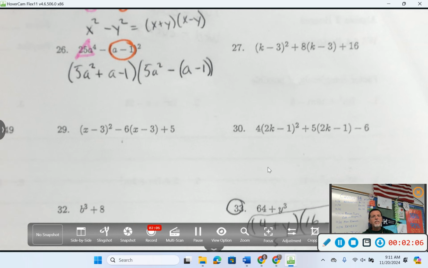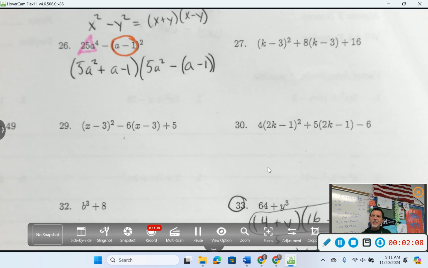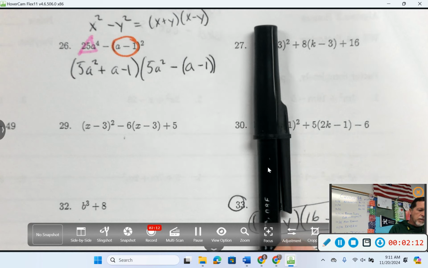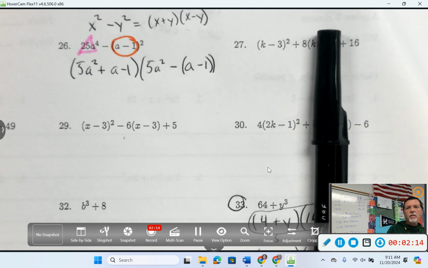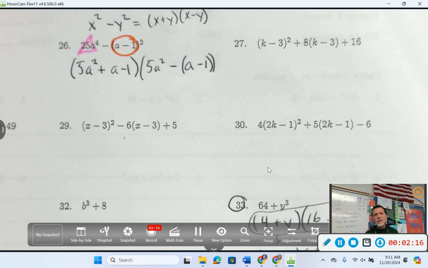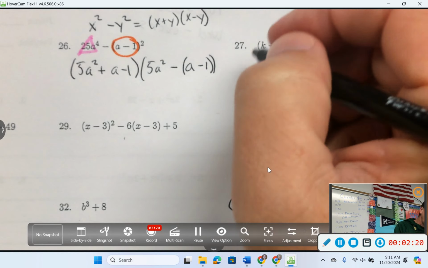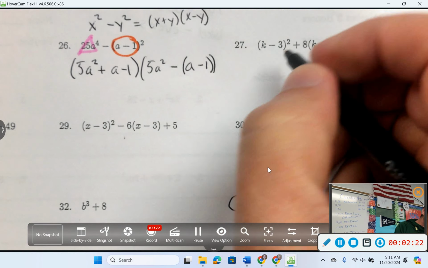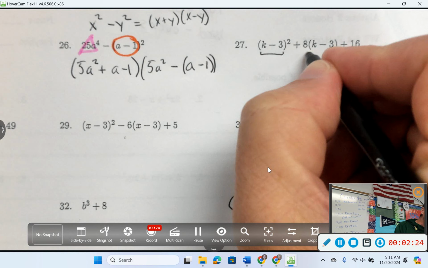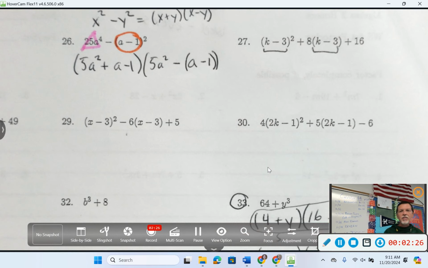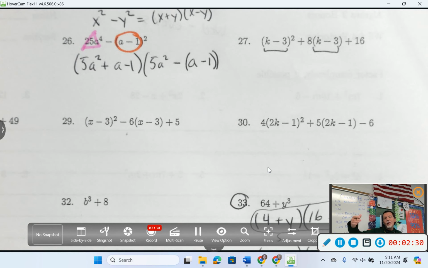All right, 27, another sort of pattern type problem. Something squared plus 8 times the something plus 16. That k minus 3 is kind of ugly. If this was anything other than k minus 3, I feel like this would be an easier problem to solve. So we do this a lot. The further you go in math, the more you do it. We do it a lot in calculus.